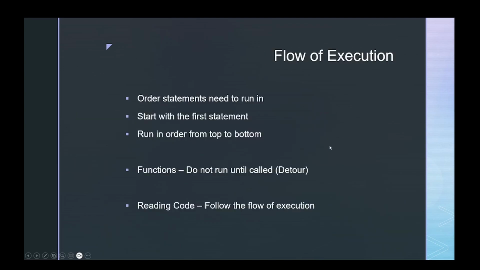In Python, we have something called a flow of execution. The flow of execution is the order in which statements need to run. Typically, we start with the first statement and we go in order line by line from top to bottom. Functions, on the other hand, are not going to actually run until we call them, so it's a bit of a detour on our flow of execution. When we read code, it's best to follow the flow of execution and not just stick to that strict rule of starting with the first statement and reading them in order until you get to the bottom.